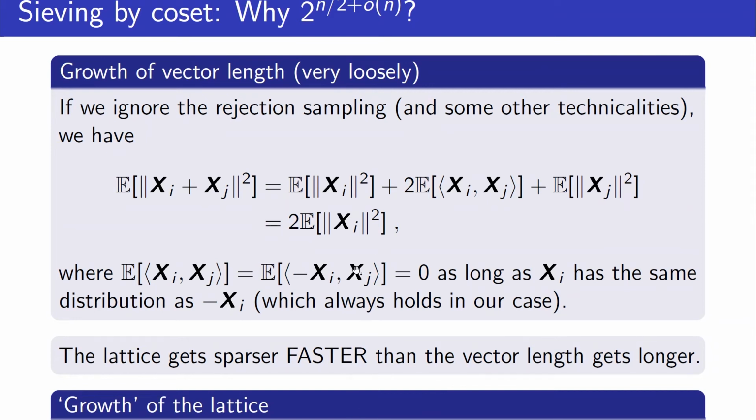So while the vector lengths double, we want to make sure that the lattice is getting sparser faster than doubling. And this straight away implies that the index in each step has to be strictly above 2 to the n over 2.